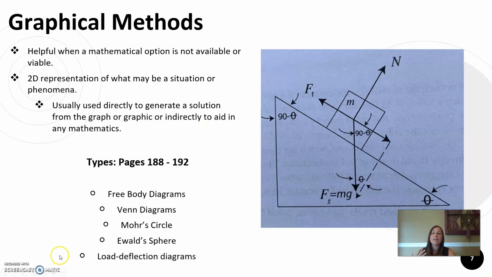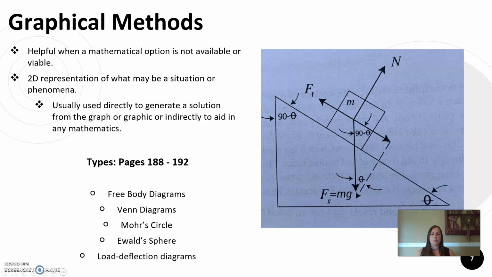Now, there are many other types of graphical methods. However, they're very, very specific to content. Unless you're looking at forces and Newton's second law, which really doesn't happen too much outside of physics or engineering, this really isn't going to be helpful. Same with Mohr circle and load deflection diagrams. You can feel free to go to pages 188 and 192 in the textbook to see what these different types are. But like I said, they're very, very specific to content.